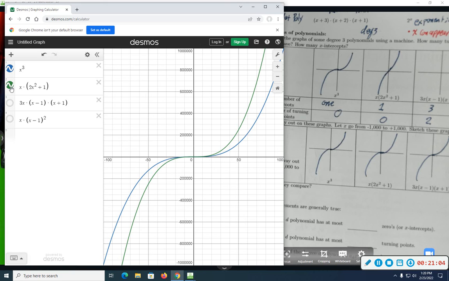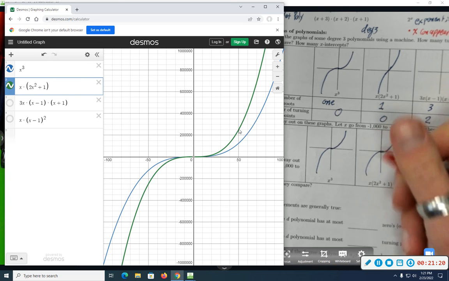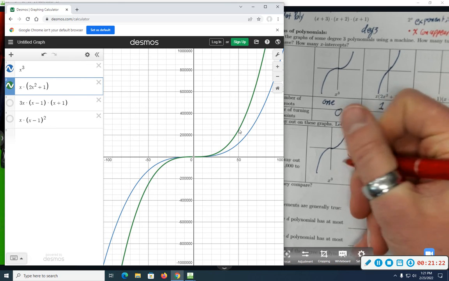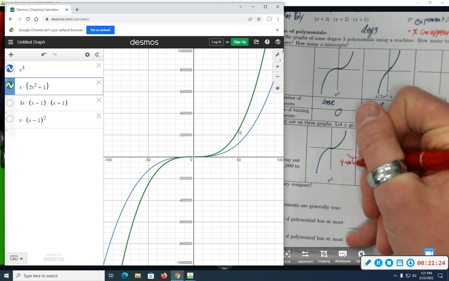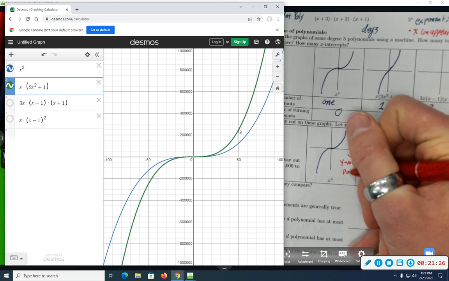Yeah, and maybe we could eyeball that a little bit. Let's look at 50. Double that, you'll get, yeah, it's about double. It's not on the nose, but it's close enough. So to go from here to there, the y values double.